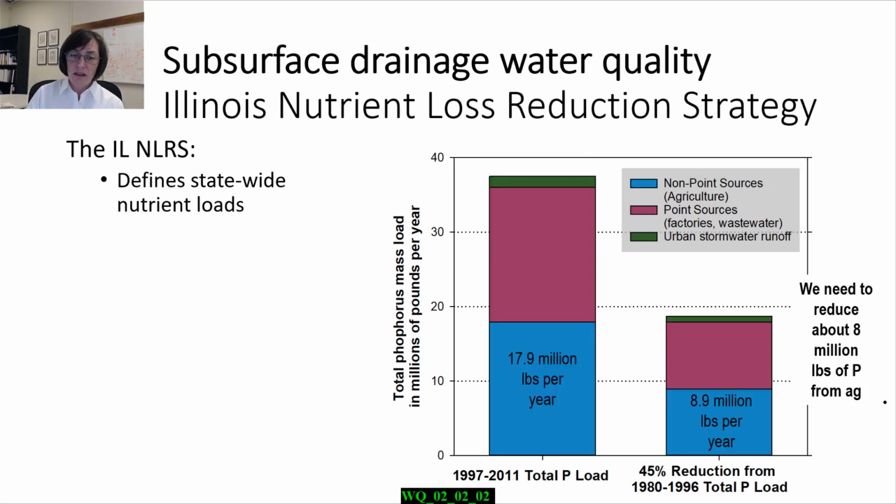Same thing for phosphorus. The order of magnitude of the numbers are a little different. You'll see as a state, we're sending downstream just over 35 million pounds of phosphorus every year.